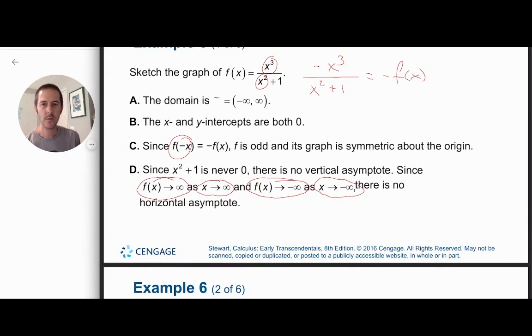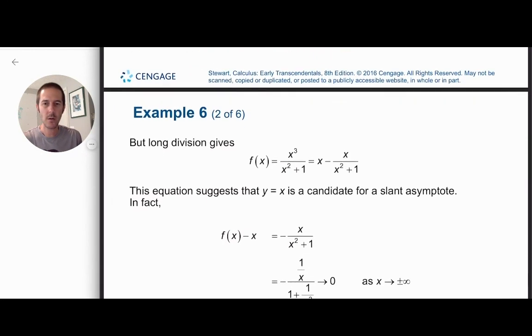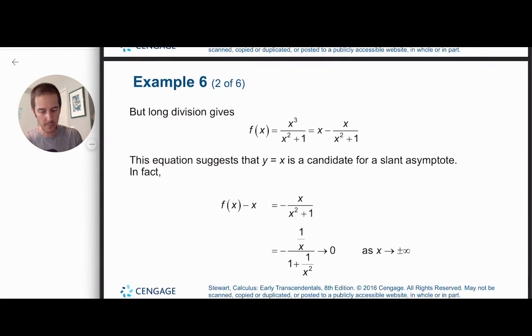In order to have a horizontal asymptote, we would have wanted the degree of the numerator and denominator to be the same, or for the denominator to be of degree larger than the numerator. If we perform the long division, which we're doing because the degree of the numerator is 3 and the degree of the denominator is 2, so the degree of the numerator is 1 larger than that of the denominator, therefore we probably have a slant asymptote. We do the long division, we get this as the result.